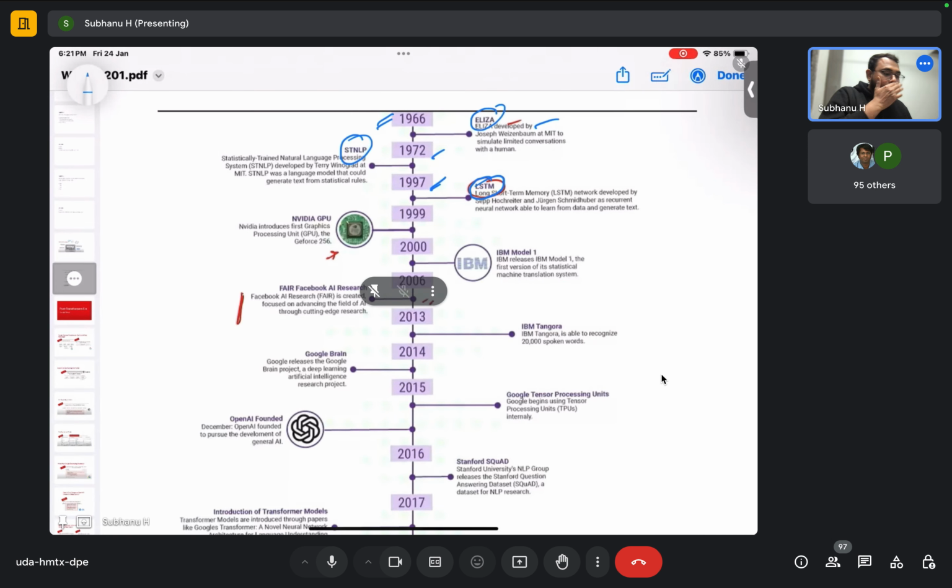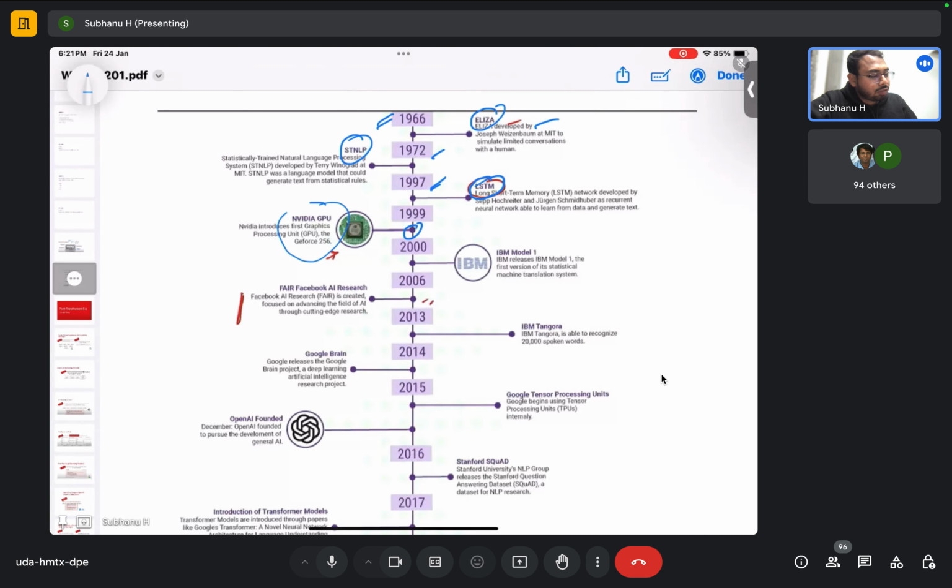Okay, fine. So then in 1999 to 2000, NVIDIA's GPU came. GPU is basically a graphics processing unit. It can process a large amount of data, and they collaborated with Google, and they came into the picture.